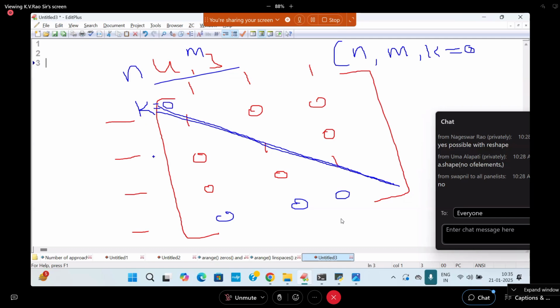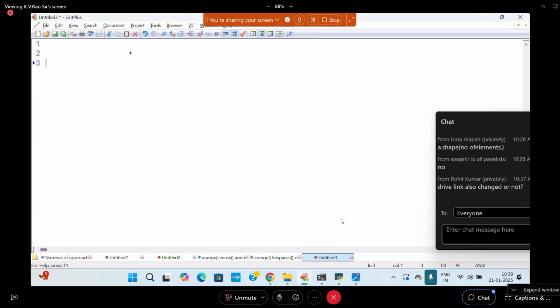And below this, k is minus 1, minus 2, minus 3. Above this principal diagonal, it is indicated by 1, 2, 3. Next, you may not understand quickly, but I'll give you so many examples.